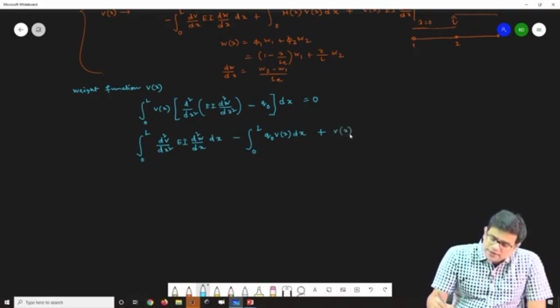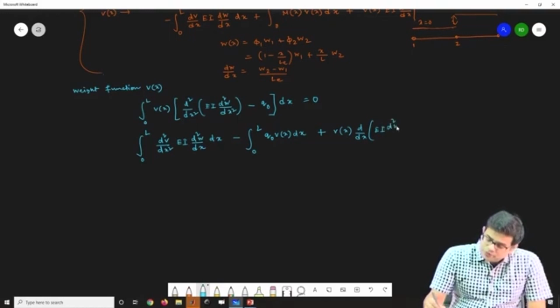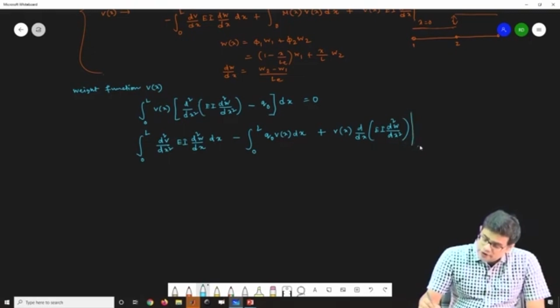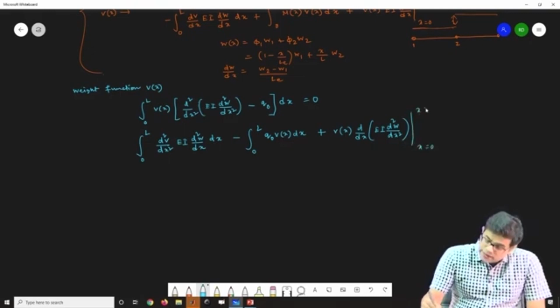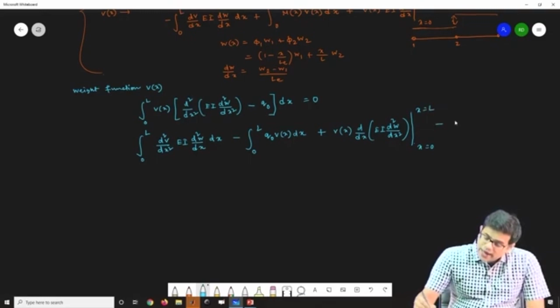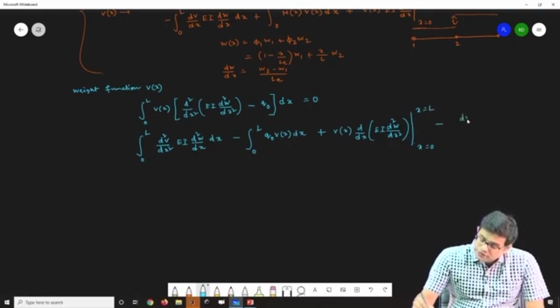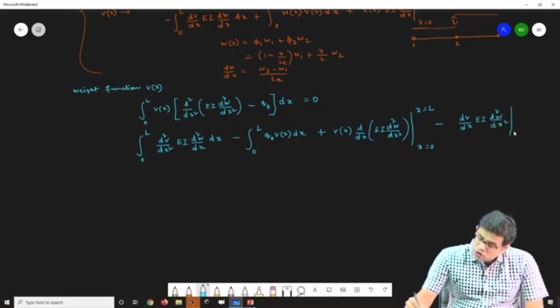which are, the first one will be v(x) into d/dx of EI d2w/dx2. This is the first thing. So this has to be evaluated at x equals 0 and x equals L, and there will be another thing, which will be dv/dx into EI d2w/dx2. So moment and slope, this is also at x equals 0 and x equals L.